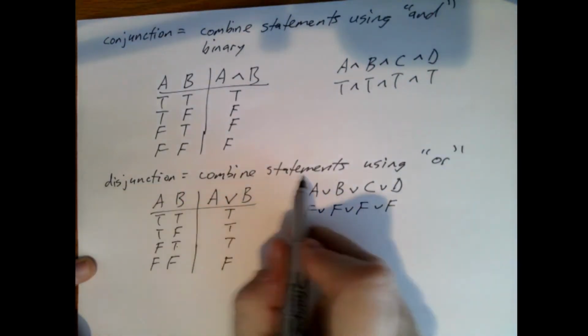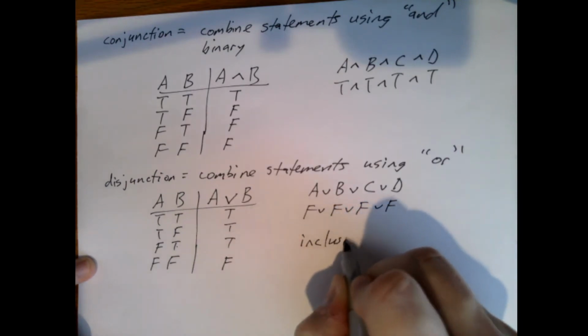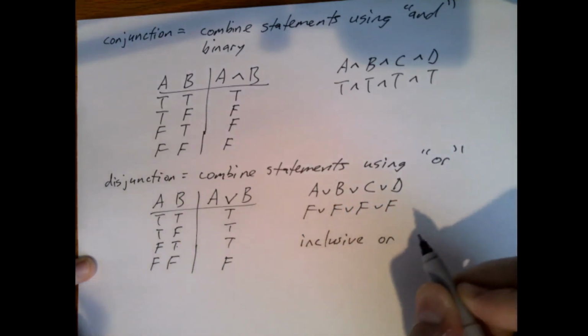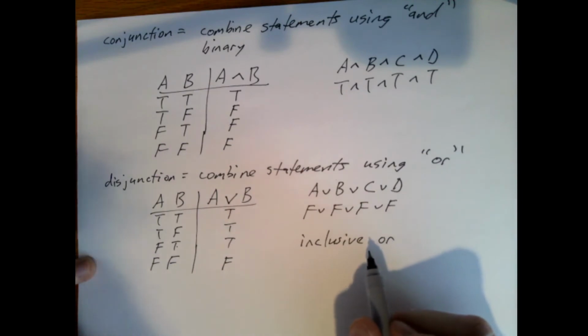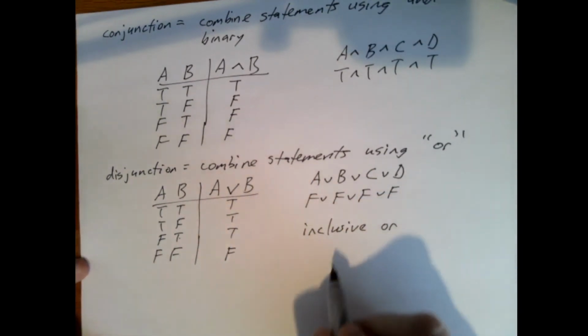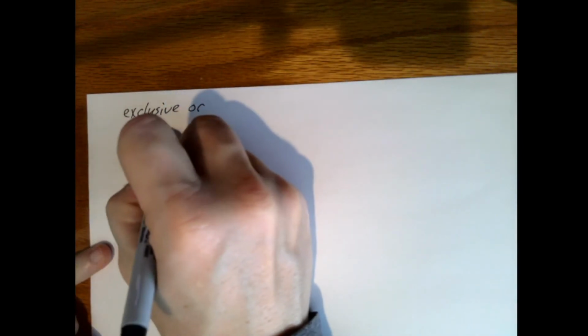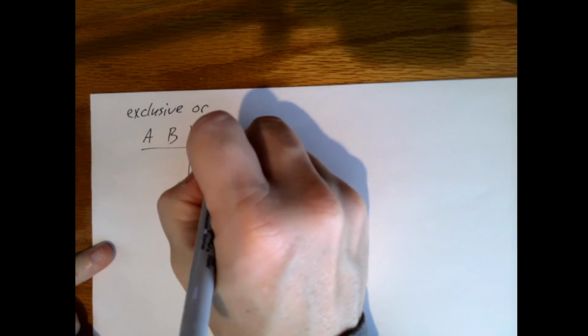Now, this right here is an example of what we call an inclusive or, as opposed to an exclusive or. Exclusive ors, well, we can go ahead and look at that while we're here. This is an inclusive or. If we have an exclusive or, that's typically written like this, where it looks like a circle with a plus in it.